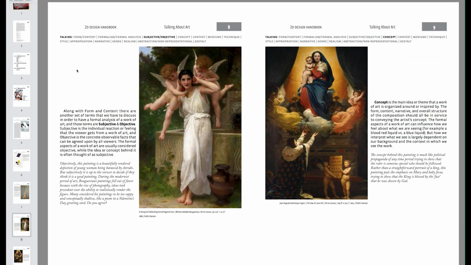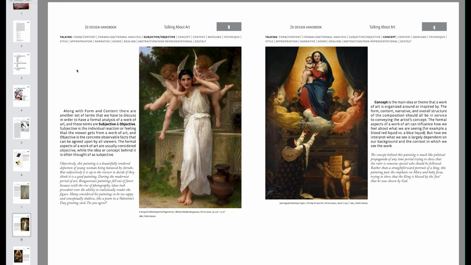Along with form and content, there is another set of terms that we have to discuss in order to have a formal analysis of a work of art. And those are the terms subjective and objective. Subjective is the individual reaction or feeling that the viewer gets from a work of art, and objective is the concrete observable facts that can be agreed upon by all viewers. The formal aspects of a work of art are usually considered objective, while the idea or concept behind it is often thought of as subjective.